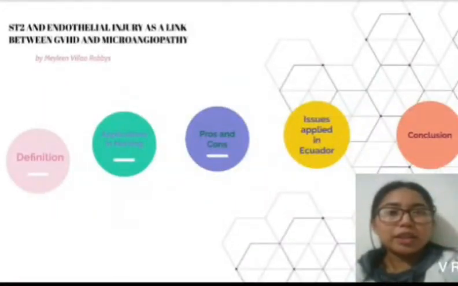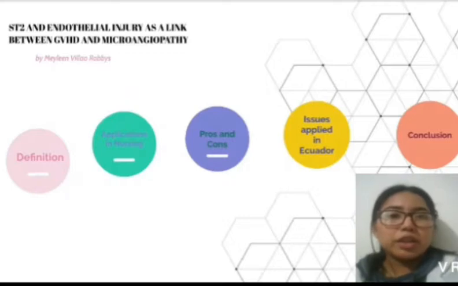ST2 and endothelial injury as a link between GVHD and microangiopathy. Definition.